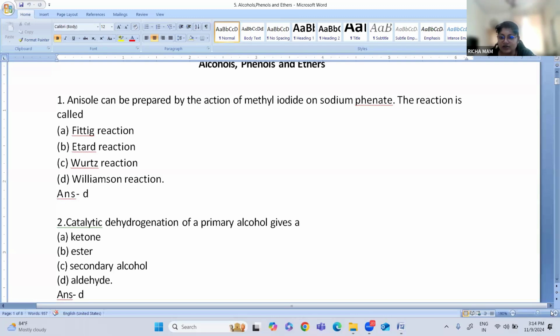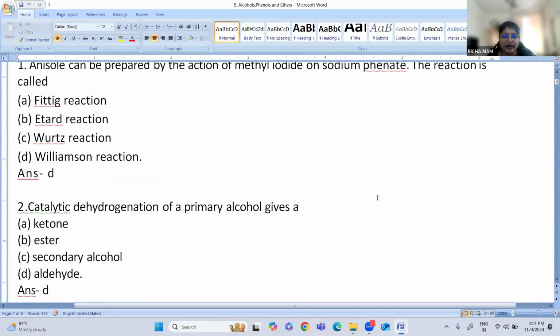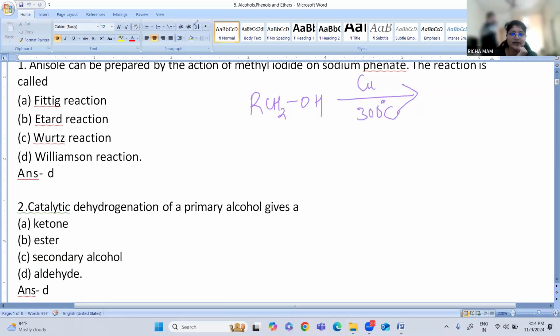Catalytic dehydrogenation of a primary alcohol gives what? Let me take a primary alcohol. To this primary alcohol, I am going to do catalytic dehydrogenation. I am going to use copper at 300 degrees Celsius. So what am I going to get?